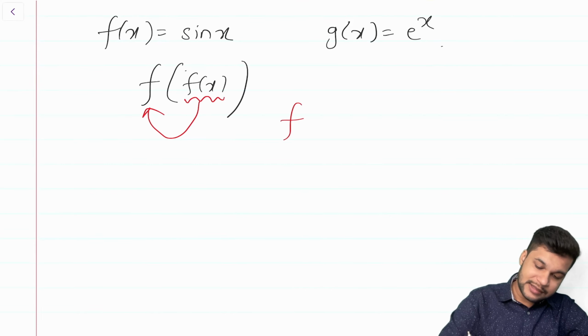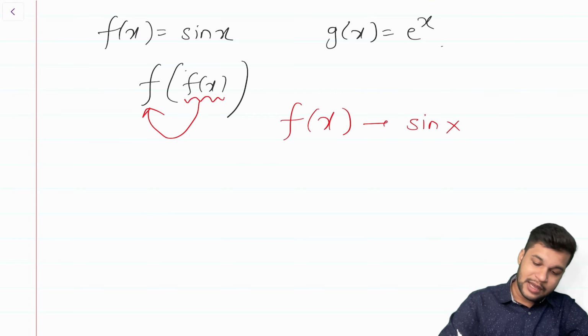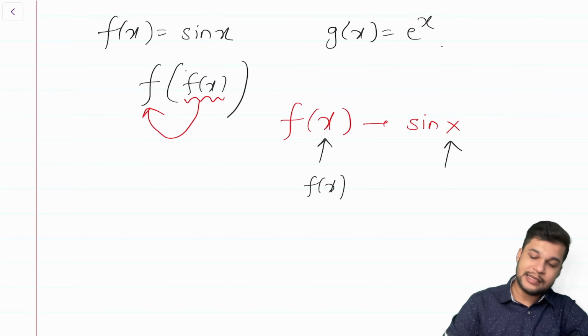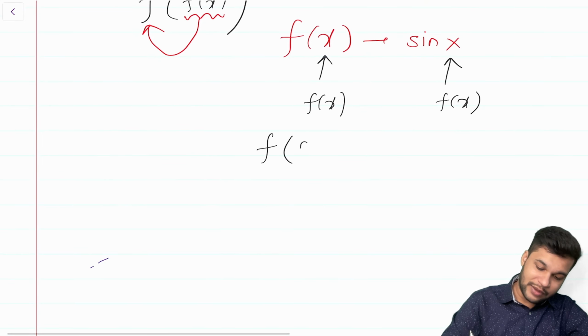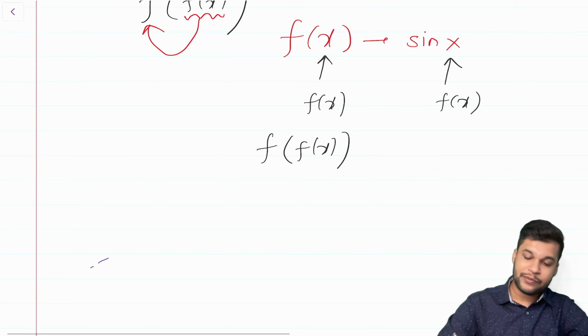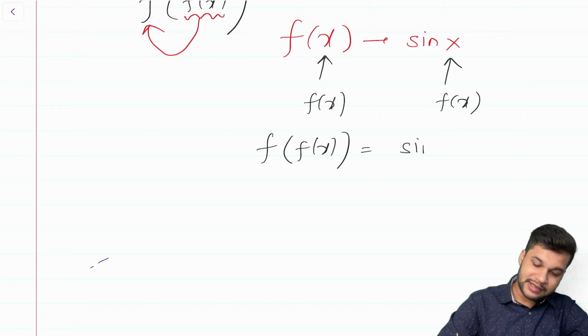So I have f(x). f(x) is sin x. Now in place of x, I'll substitute f(x), right? So the answer that I'm getting is f of f(x) equal to sin of f(x).